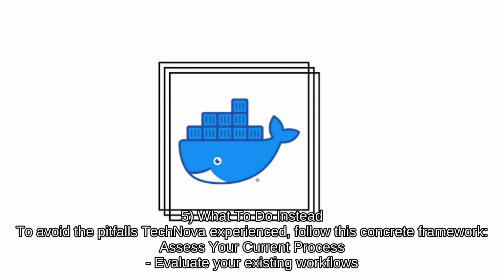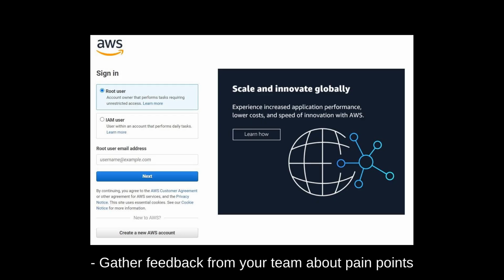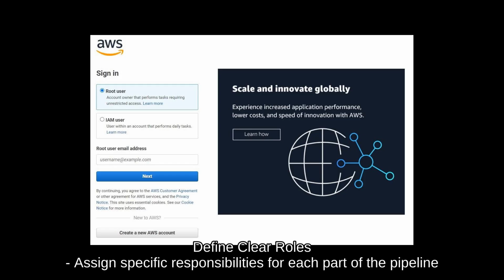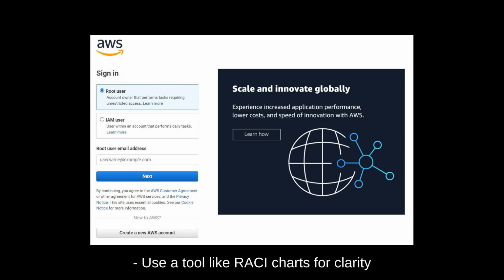Follow this concrete framework. Assess your current process: evaluate your existing workflows, identify bottlenecks, and gather feedback from your team about pain points. Define clear roles. Assign specific responsibilities for each part of the pipeline. Ensure everyone knows who handles testing, deployment, and monitoring. Use a tool like RACI charts for clarity.